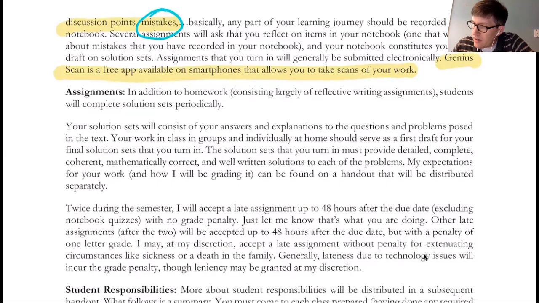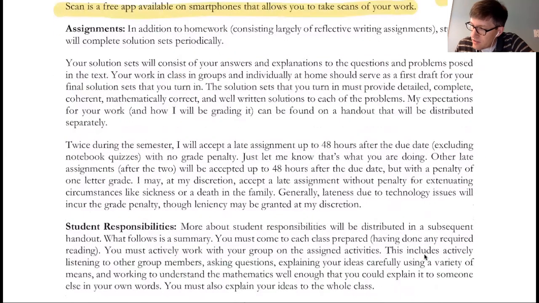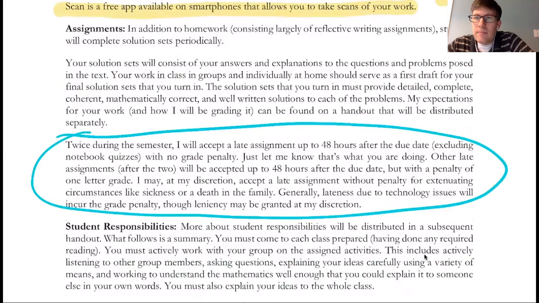One thing I wanted to point out is this information right here, right? So things are going to come up. So twice during the semester, I will accept a late assignment up to 48 hours after the due date. There is no such thing as notebook quizzes, so you can ignore that. So I'll make sure to fix that later. So ignore that with no grade penalty. Okay. After that, the late assignments will incur a grade penalty unless there's some sort of extenuating circumstance that we can talk about.